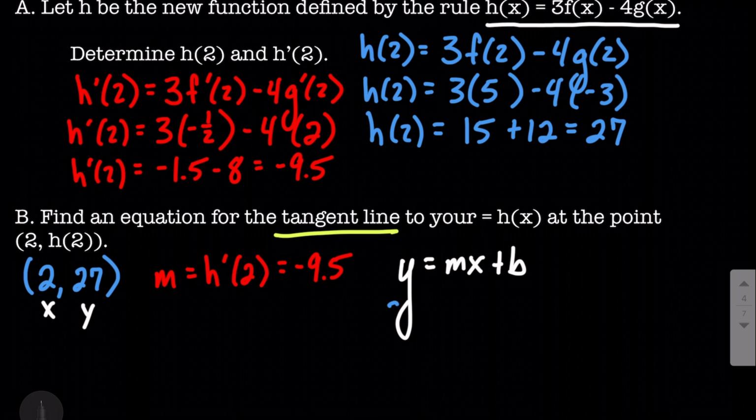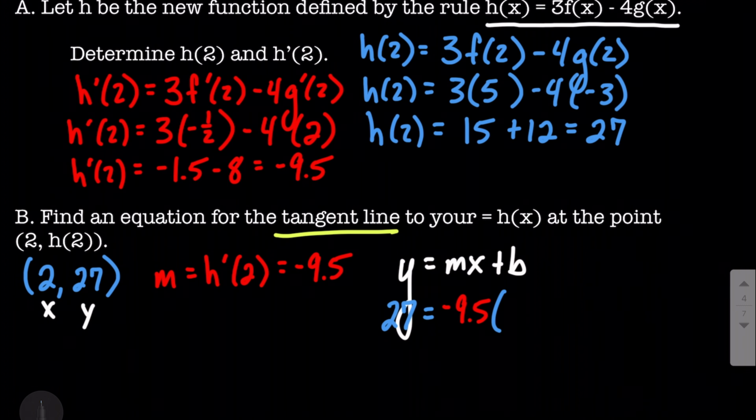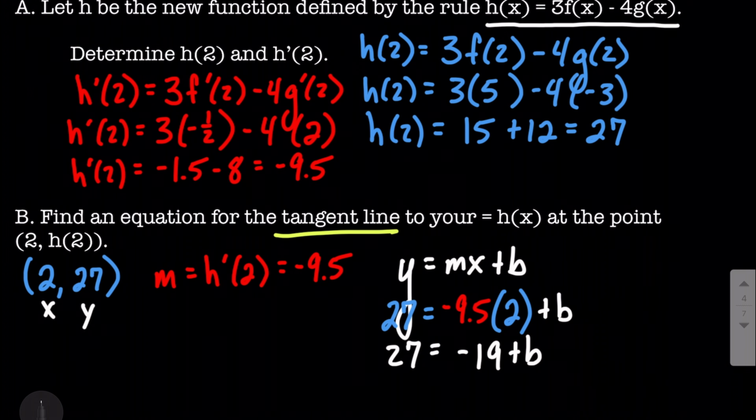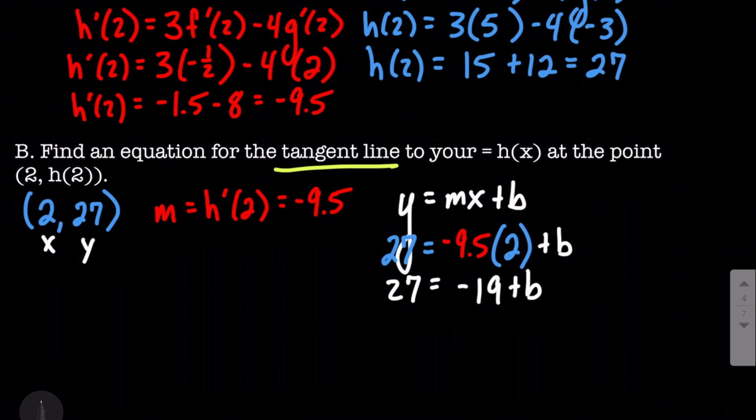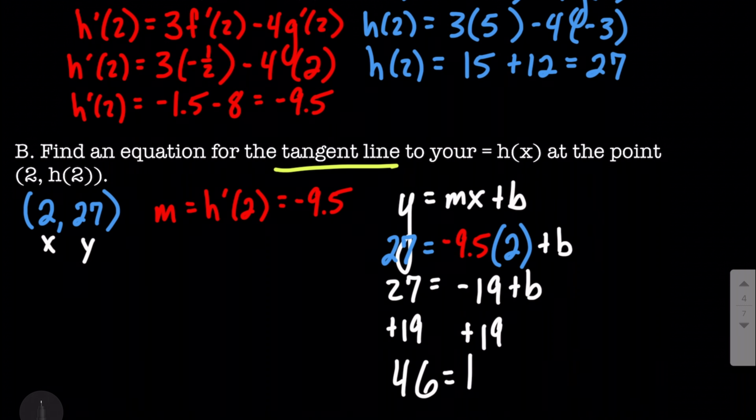We're going to fill in 27 for y. We're going to fill in negative 9.5 for our m. And we're going to fill in positive 2 for our x value. Now we still don't know what b is. We're going to do a little bit of solving down here in a second to find b. All right, so the first computation I'm going to do is figure out negative 9.5 times 2 is negative 19. And then to finish this up, we simply need to add that 19 to the other side and go 27 plus 19 is going to give us 46 for our value of b.